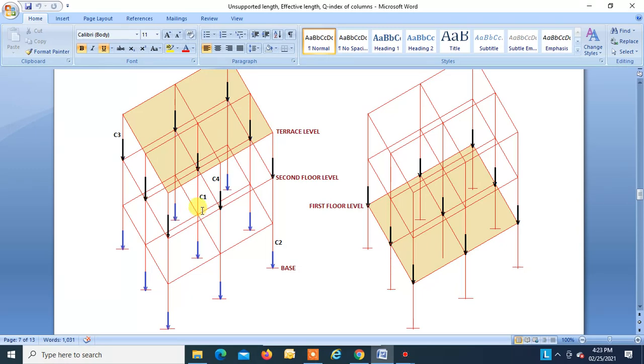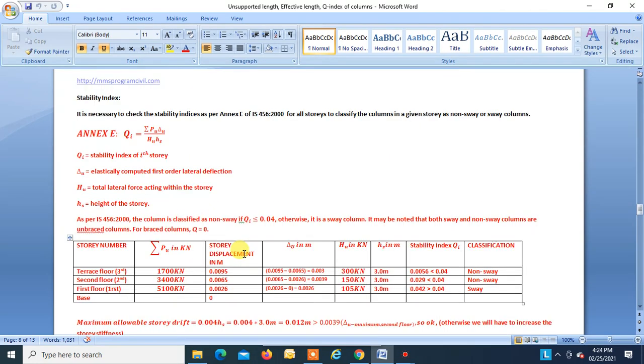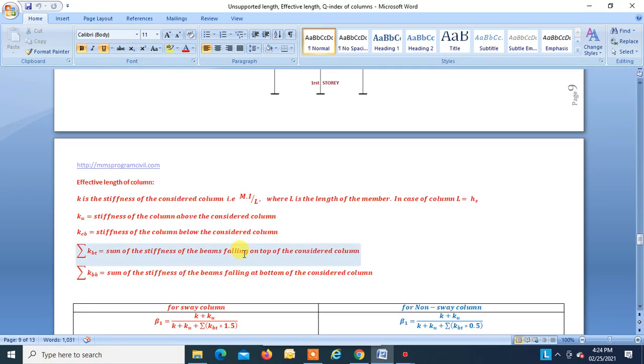So we will take the individual cases. First we will take this direction, and then we will take this direction. When we take the first direction, we will get the effective length LEX, that is the effective length of column C1 in this direction. When we take this direction, we will get LEY, that is the effective length of the column in this direction. So this is how we find beta 1 and beta 2.